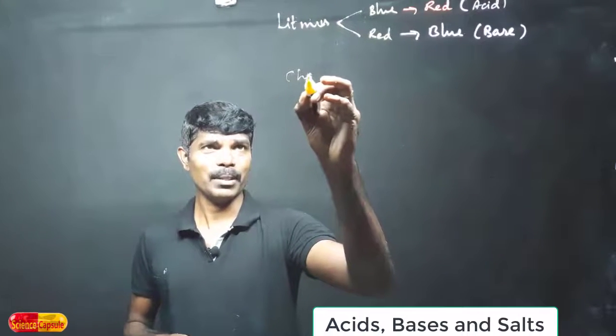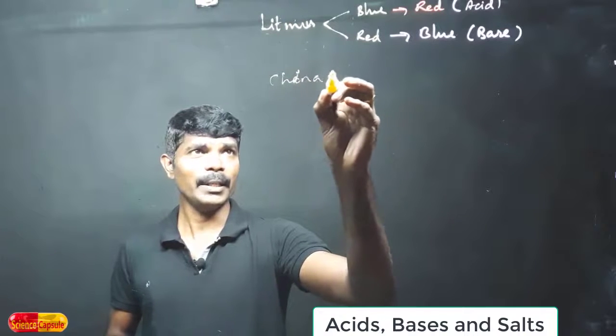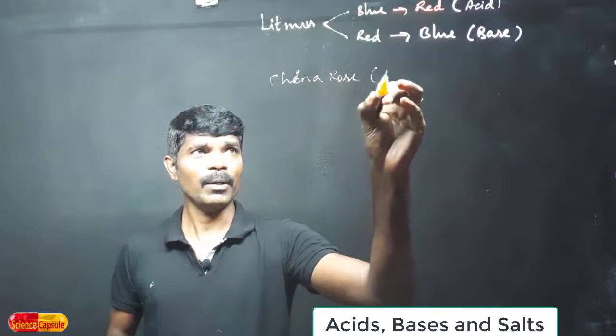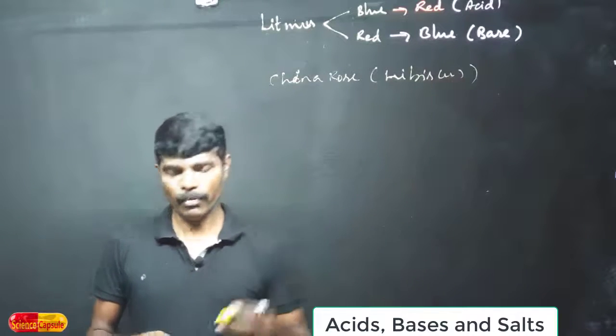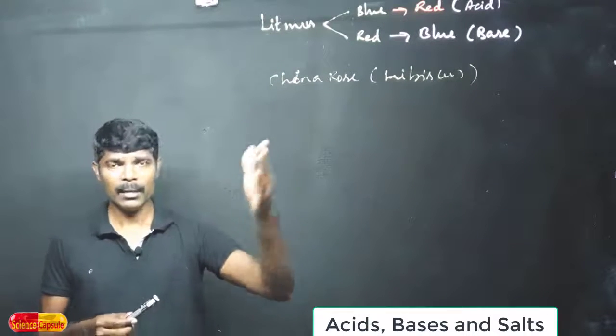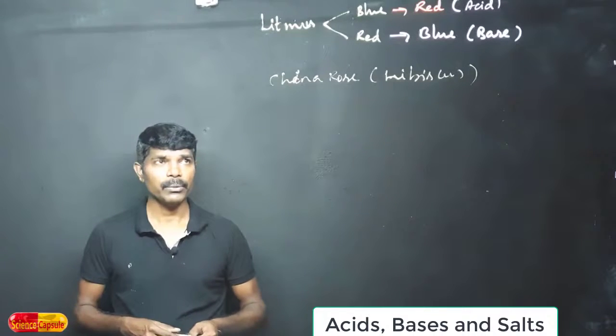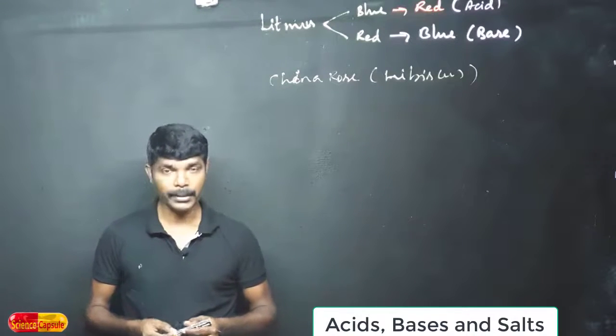There are some other indicators, for example, natural indicators. China rose extract you must have studied in the lower classes, right? China rose, or we call it hibiscus. So this is one of the indicators. So all these are the natural indicators. By using this, we can test for the presence of acids and bases.